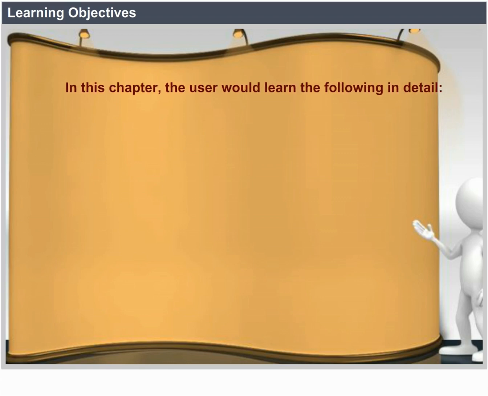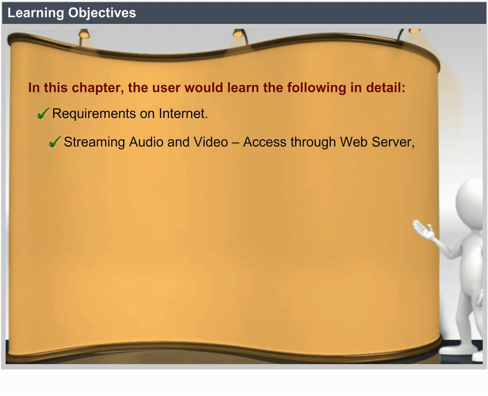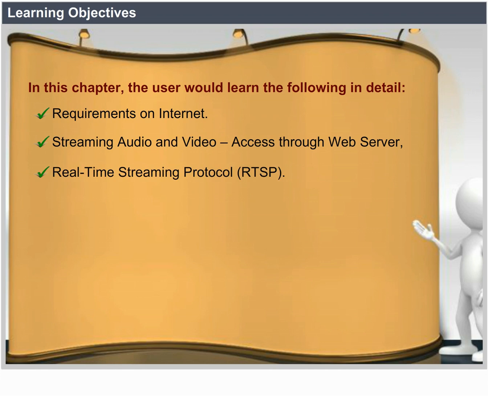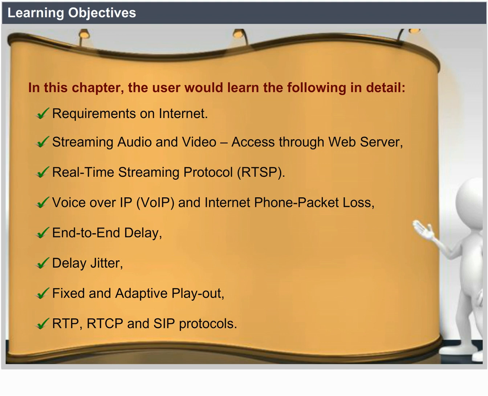Learning objectives. In this chapter, the user would learn the following in detail. Requirements on Internet, streaming audio and video, access through web server, real-time streaming protocol RTSP, voice over IP, VoIP and Internet phone packet loss, end-to-end delay, delay jitter, fixed and adaptive playout, RTP, RTCP and SIP protocols.